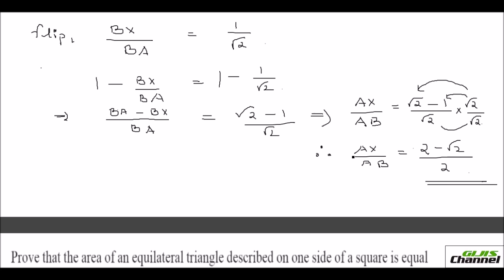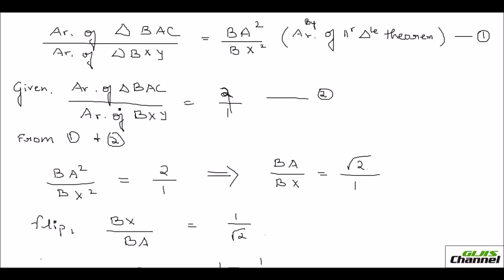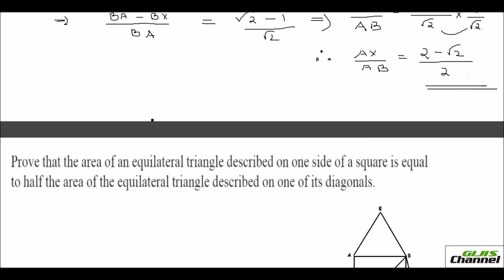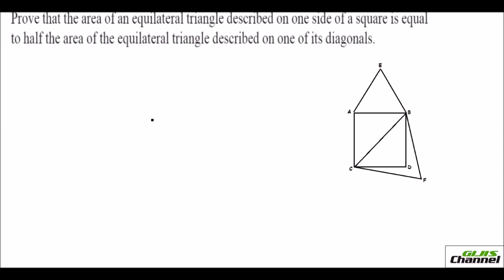They had asked you what is your AX over AB, and your AX over AB is equal to (2 minus root 2) by 2. Okay? Simple. You just use the area of the triangle, similar triangle formula to get this. Now let's move on to the next question.